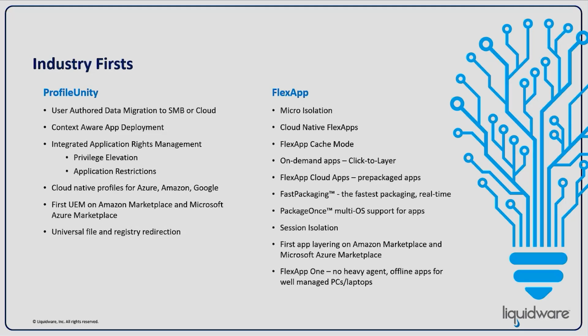Cloud native profiles, being able to store those profiles to cloud file shares, was the first from Liquidware, and we were the first in the key marketplaces, including Amazon Marketplace, the Azure Marketplace, and even Google. Universal file and registry redirection, being able to redirect any level of those files and registry from any level from the local machine and otherwise, that was the first from us as well as many others.